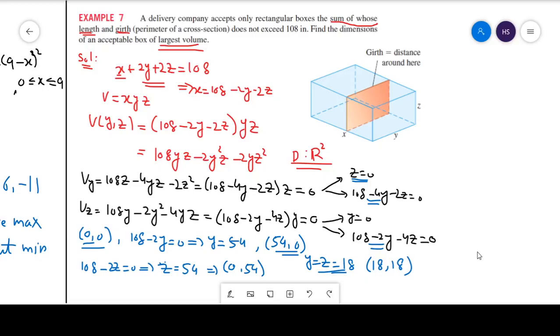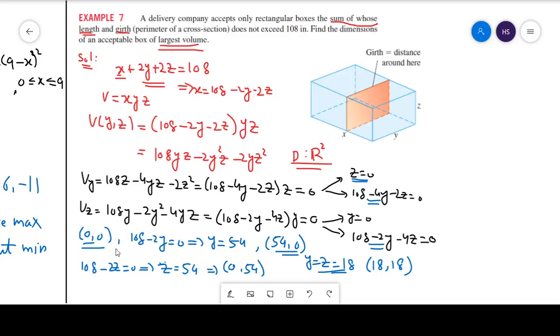So what do we do next? Because we need to calculate the values of y and z for which this function gives the maximum value. So we need to look at the local maximum. So in order to see which of these 4 points, 1 2 3 and 4, are either local minimum or local maximum.